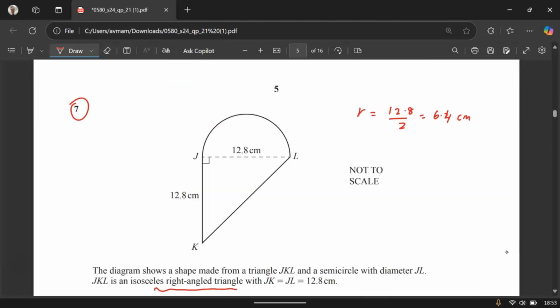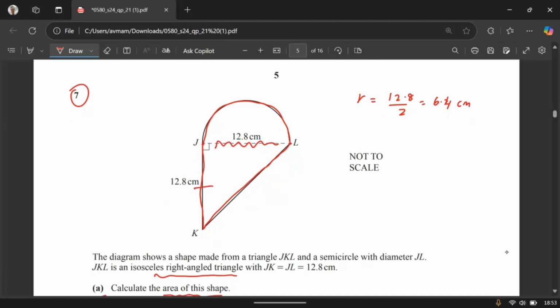In part B, they've asked us to find the perimeter of the shape. The perimeter is the distance around a shape. So this distance, JK, and then JL and LK, we need to find. Okay, please do not add the one given in the middle, that's the diameter. So we know this side over here, JK is 12.8. We need to find this and this. So first let's find this, that is KL.